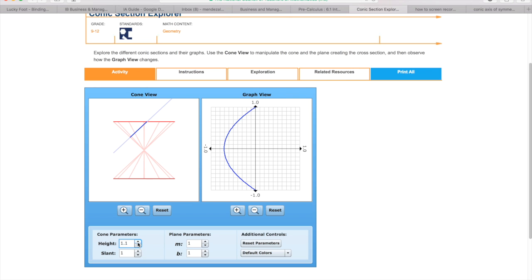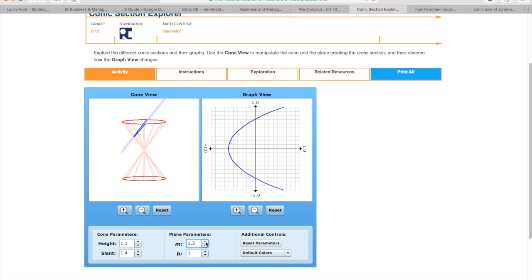We can toy around with the height. And it changes this. As you can see, it's 3D. Height changes. Slant also affects, and as you can see, the graph is also being affected. M, or the slope, also. Here we're moving the cut. The graph is moving as well. And B, or the Y intercept.